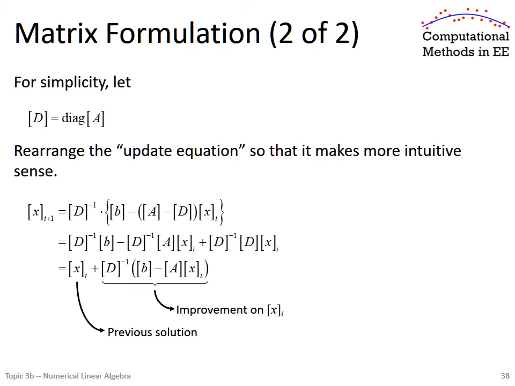So for simplicity, let's let D equal the diagonal of A. D for diagonal. That lets us write our previous equation from the previous slide this way. We had an A minus diag A here, and we had a diag A over here. So now we just write that as a D and an A minus D. We then do a bunch of matrix algebra, and we end up in a form that gives this some pretty good physical meaning. We have the new value of x equals the old value of x, or the previous value of x, plus some kind of improvement to x.